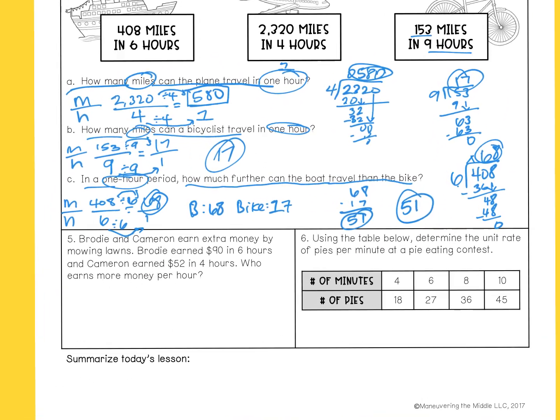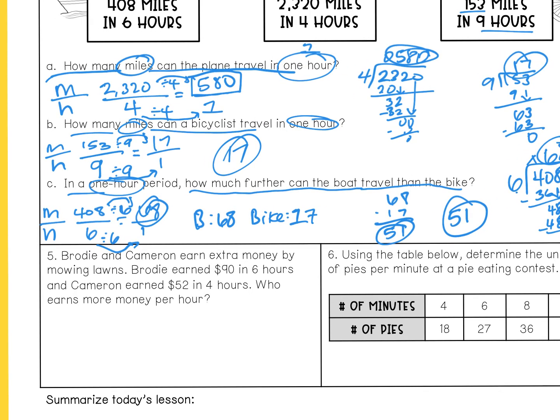Moving on. It says Brody and Cameron earn extra money by mowing lawns. Brody earned $90 in 6 hours, and Cameron earned $52 in 4 hours. Who earns more money per hour? Per hour means 1 hour. That means we need to find a unit rate. So if we have money to hour, we know that Brody earns $90 in 6 hours. So how much does Brody earn per hour?